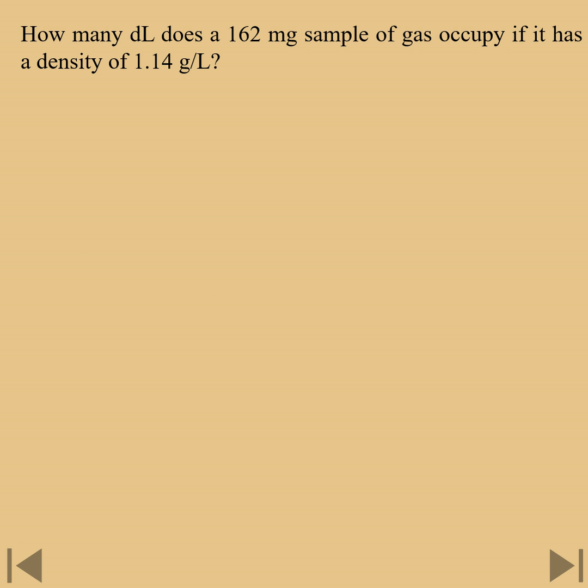How many deciliters does a 162 milligram sample of gas occupy if it has a density of 1.14 grams per liter? We're still using our units. Eventually we'll have some equations, but we're still using our units. And that begins with step 1. What are we after? We were specifically asked for deciliters. Then step 2, what are we starting with? Well, that 1.14 grams per liter has 2 units. Can you start with 2 if you finish with 1? No. So it must be the 162 milligrams.